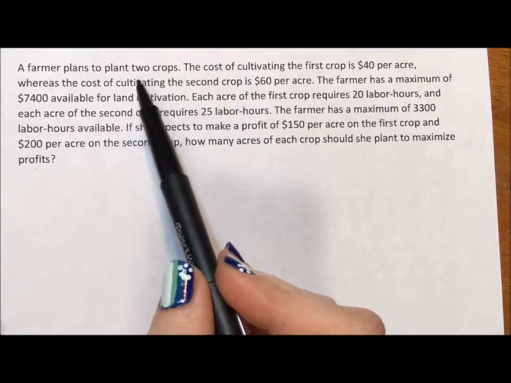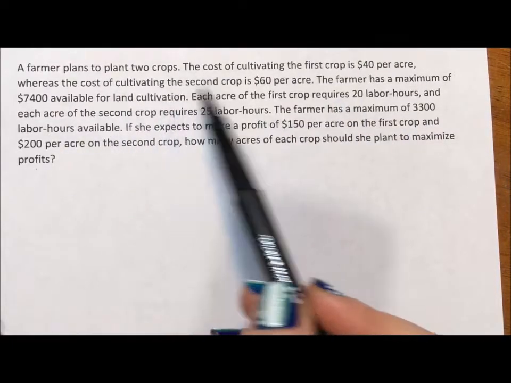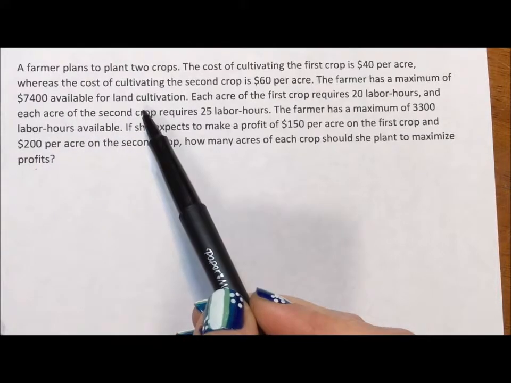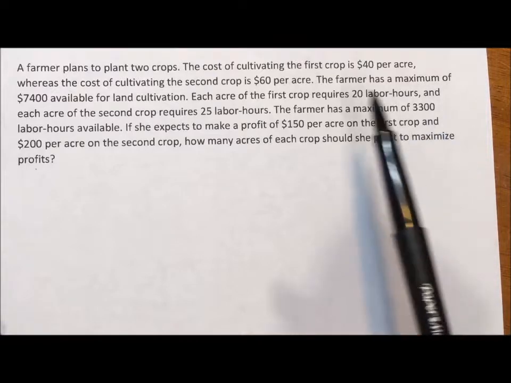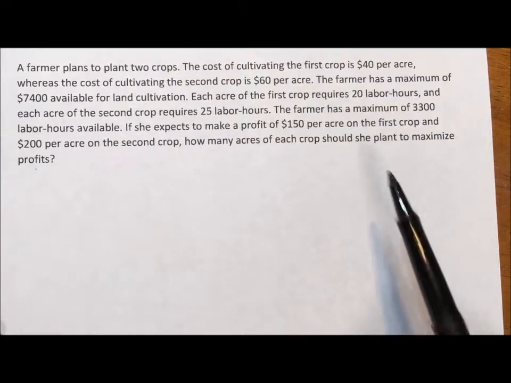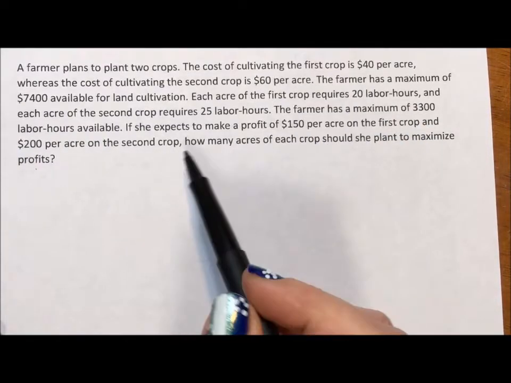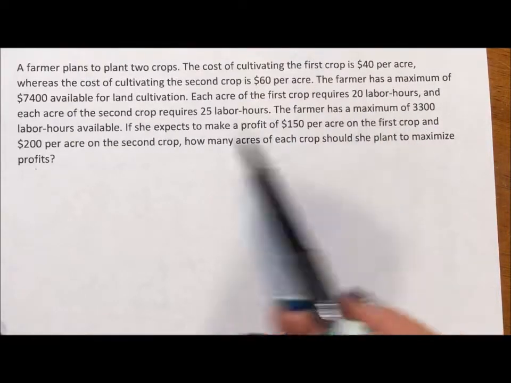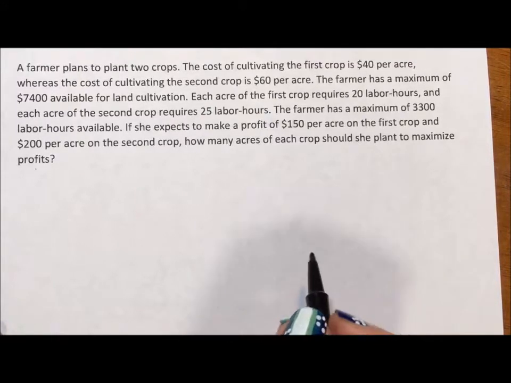A farmer plans to plant 2 crops. The cost of cultivating the first crop is $40, whereas the cost of the second is $60. She has a maximum of $7,400 available. Each acre of the first is 20 hours of labor. Each acre of the second is 25 labor hours, and the farmer has 3,300 labor hours available. She wants to make a profit. It's $150 on the first crop and $200 on the second. How many acres of each should she plant to maximize the profits?